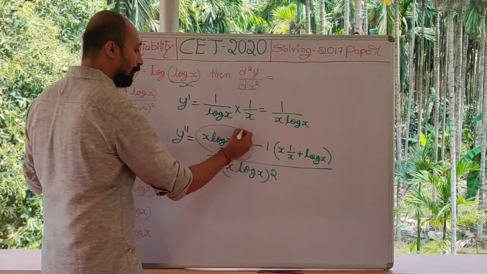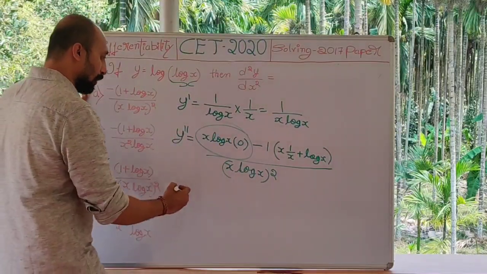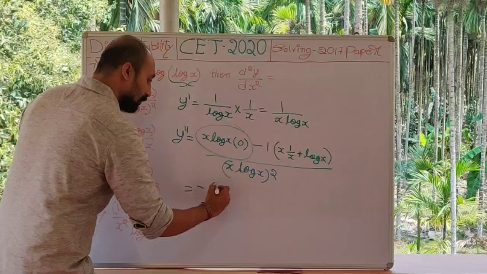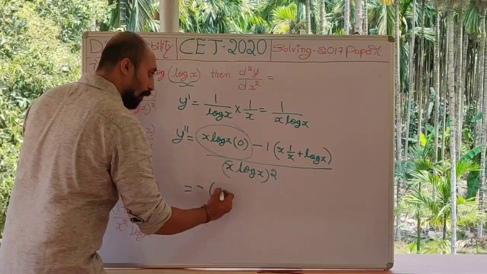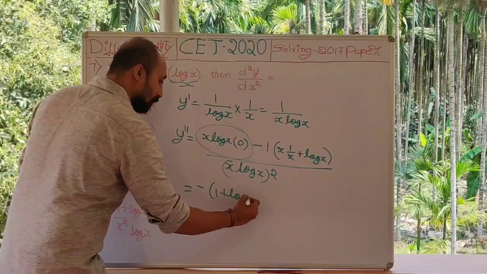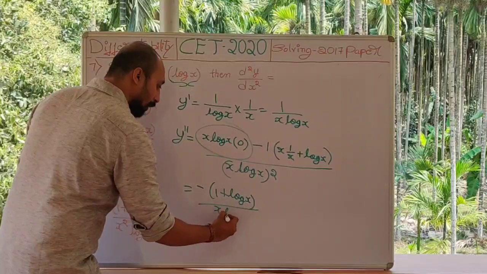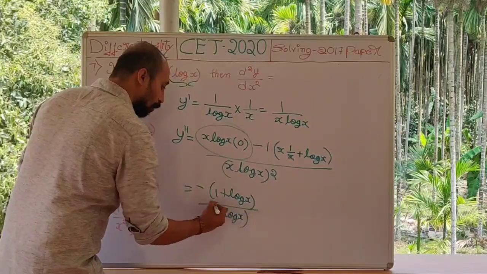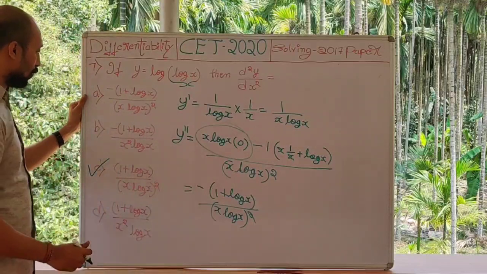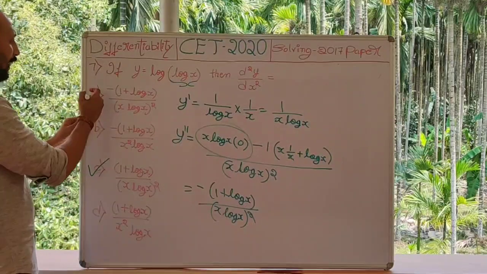Now this whole thing will become 0. 0 into anything is 0. So what is remaining is minus, this will be getting cancelled, 1 plus log x divided by x log x whole square. So you will have option A as the right answer.